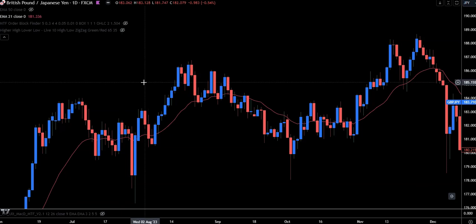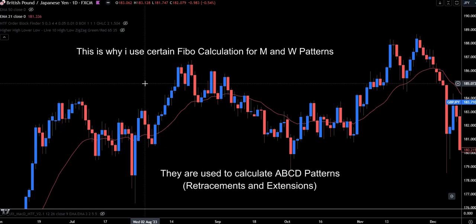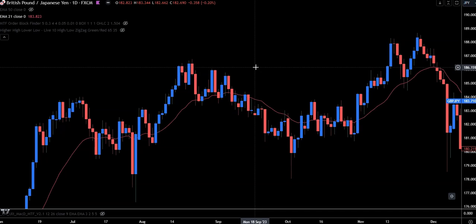Let me just clarify what's going on when I take some Fibo retracement on the slingshot or on the third leg of the double top and double bottom. You might say, what are you talking about? Okay, I'll tell you in a minute. So let's start from here.